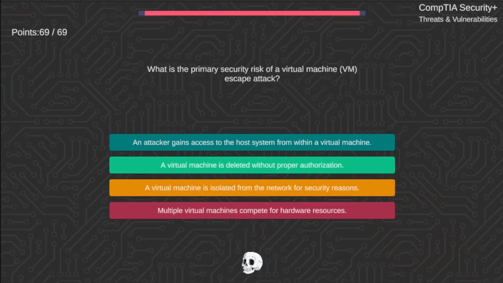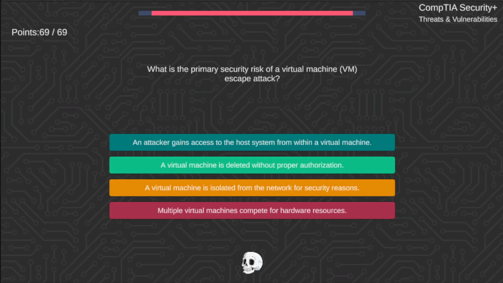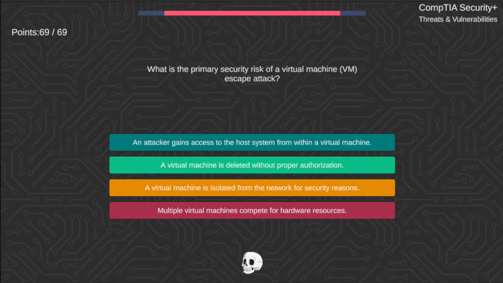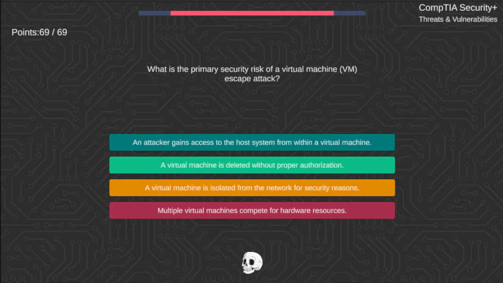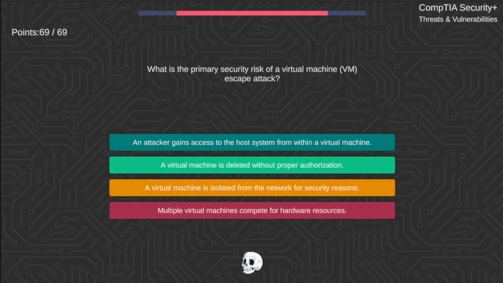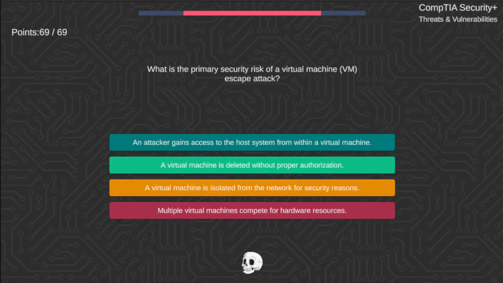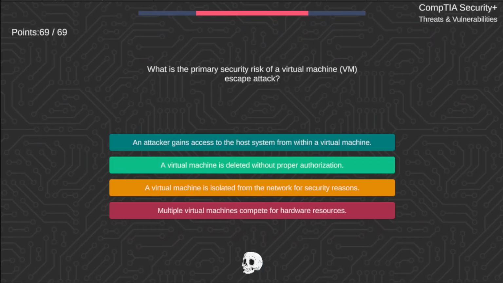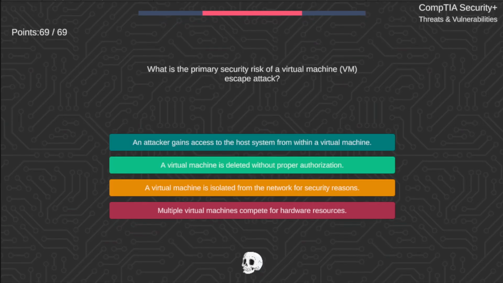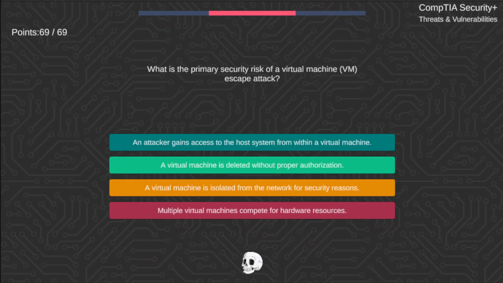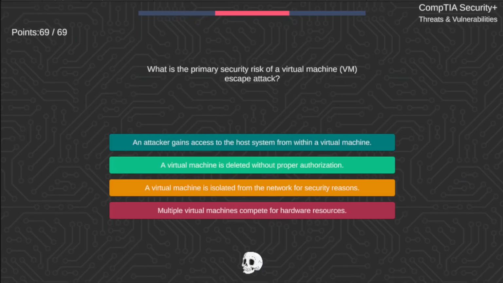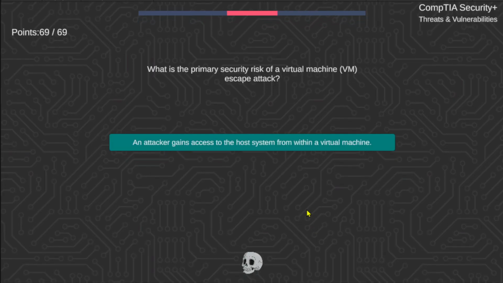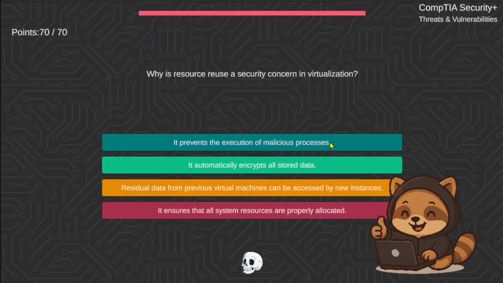What is the primary security risk of a virtual machine escape attack? An attacker gains access to the host system from within a virtual machine. A virtual machine is deleted without proper authorization. A virtual machine is isolated from the network for security reasons, or multiple virtual machines compete for hardware resources. The primary security risk of a virtual machine escape attack. Correct answer is an attacker gains access to the host system from within a virtual machine.